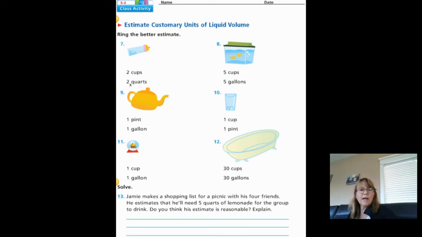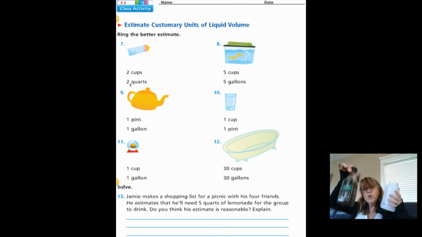All right, Jamie makes a shopping list for a picnic with his 4 friends. So Jamie and his 4 friends. He estimates that he'll need 5 quarts. So 5 of these, not for the entire group, so it's 1 a person. Do you think his estimate is reasonable? Could you drink about this much? Or which would be equivalent to 2 of these? Answer that question.